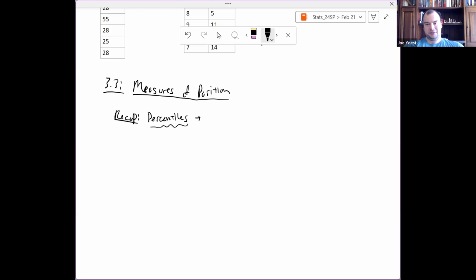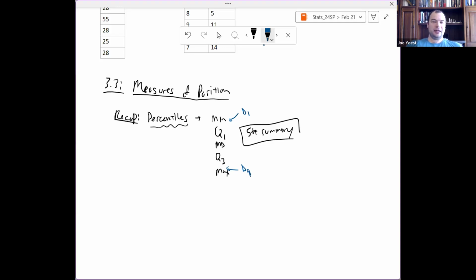And we said from the percentiles, we can define a 5-number summary: the min, the first quartile, the median, the third quartile, and the max. Remember, the first and third quartiles are the 25th and 75th percentiles. The median we define as the 50th percentile, and the min and max are the smallest and largest data values. I also mentioned that sometimes we might include the deciles, D1 and D9, the 10th and 90th percentiles, in here. Sometimes they might be reported instead of the min and max, or in addition to the min and the max.